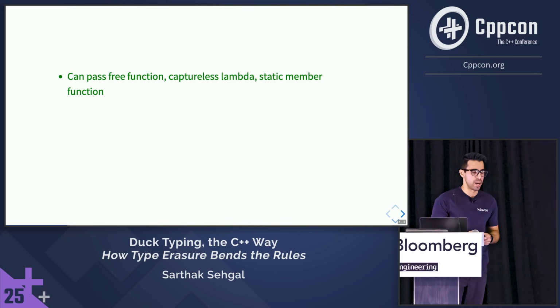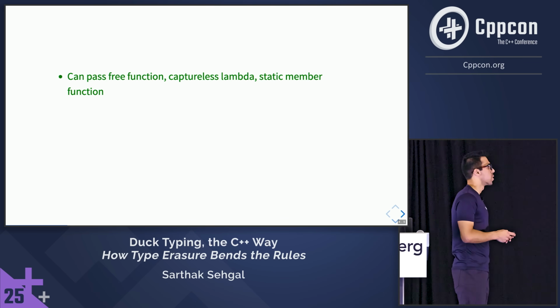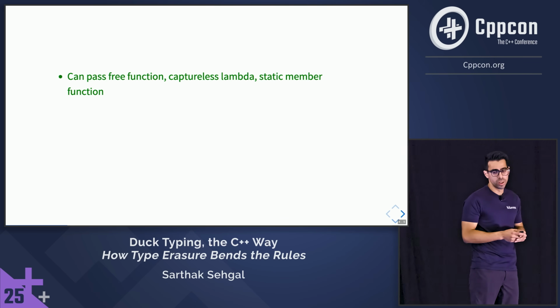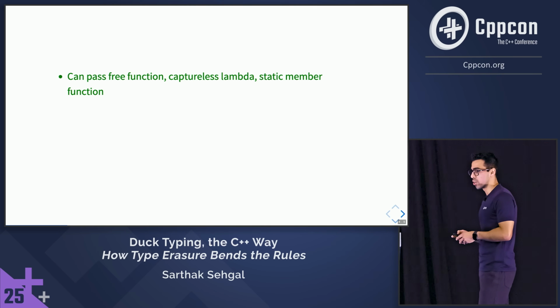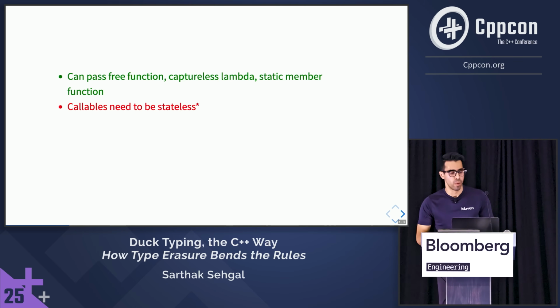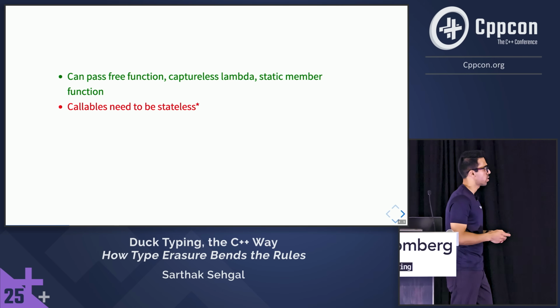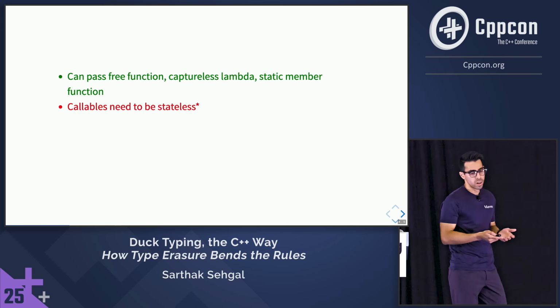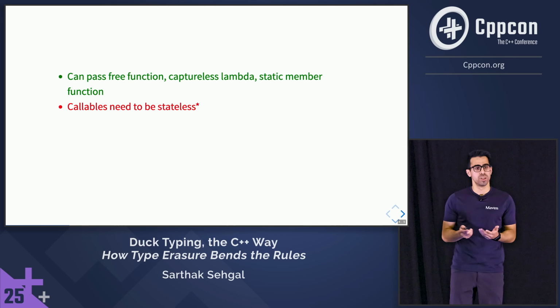This looks good, and it has some advantages. It allows us to pass any free function, lambdas, or static member functions. But function pointers have their own disadvantages. Number one, the callables need to be stateless. So I cannot pass any lambda which captures some state.